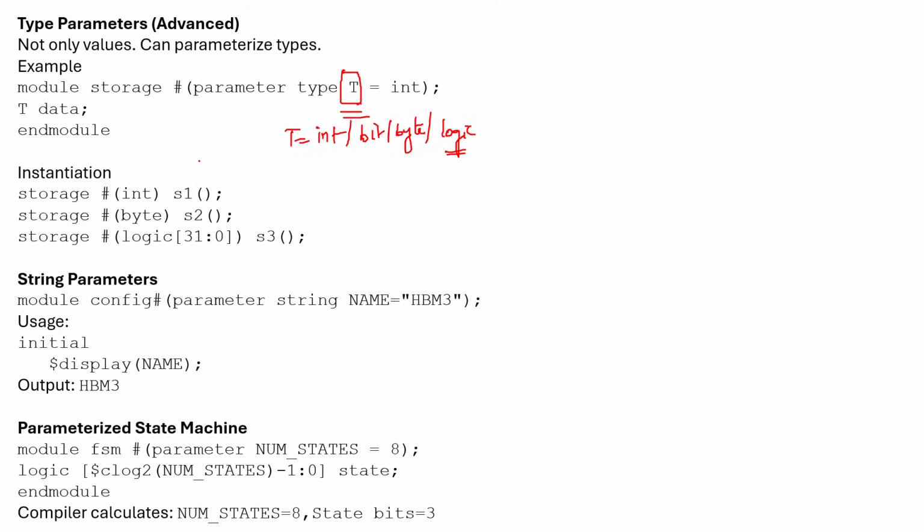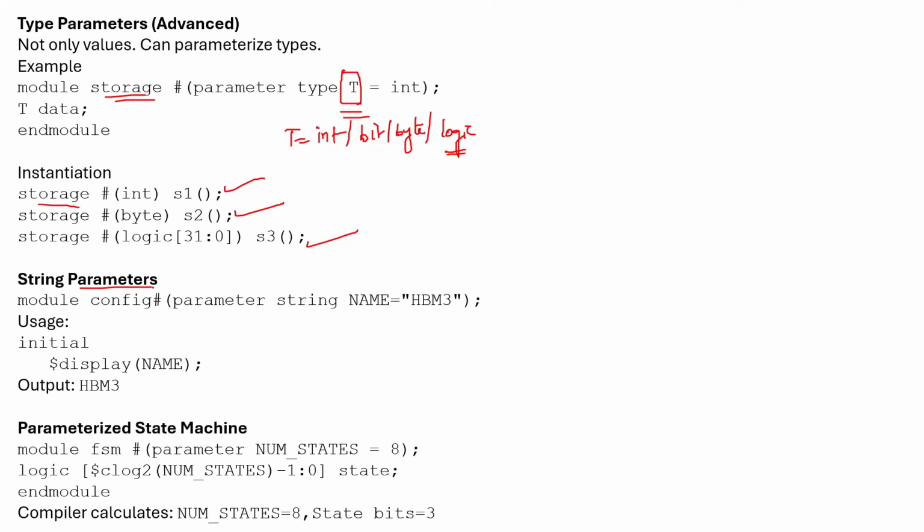Just the same parameters I'm instantiating. My module name is storage. The same storage I'm applying for integer data type, the same storage for byte data type, and the same storage for string or logic data types. In this way I will use this type parameter. Type parameters are related to data types.